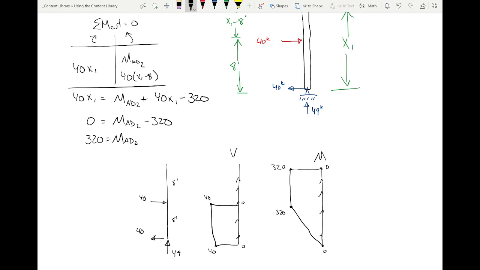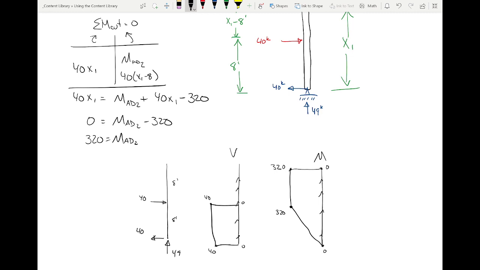So over here, watch this. So over here, what do we have? 40x1 here, 320. But both of them have the same virtual function. I'm not doing that one. You can do that one on your own. I've done enough already.